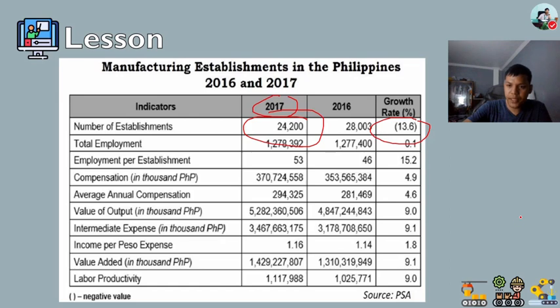And again, this represents a 13.6% decrease from 28,003. If we compute the percentage or the growth rate, it decreased by 13.6% from 2016 to 2017. There's a decrease in the data. And again, they have this 13.6% decrease from the 28,003 manufacturing establishments recorded in 2016.